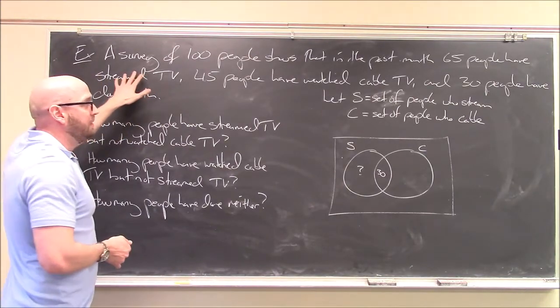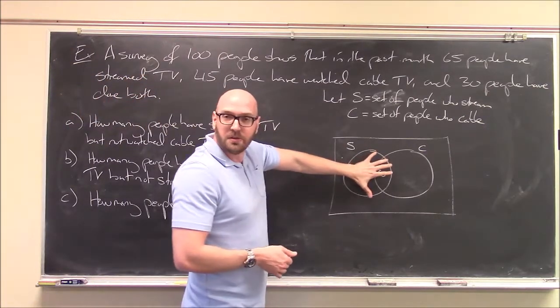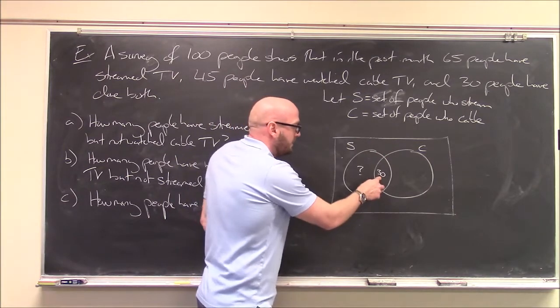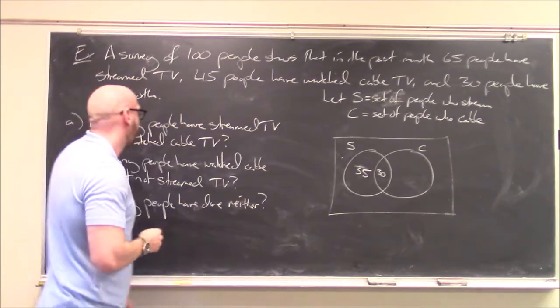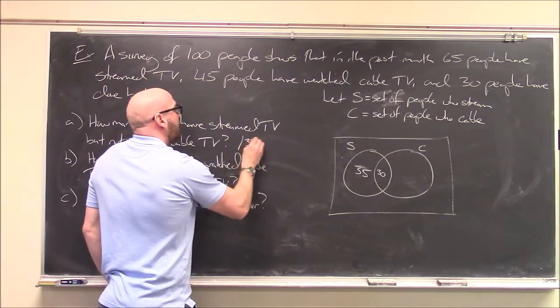65 people have streamed TV, right? So in S in total, there should be 65. I already have 30 accounted for, so out here, I must have 35 more. So the answer is 35.